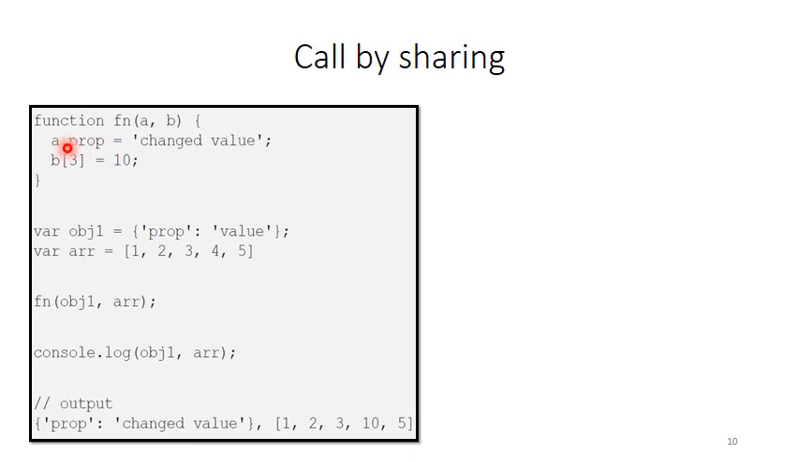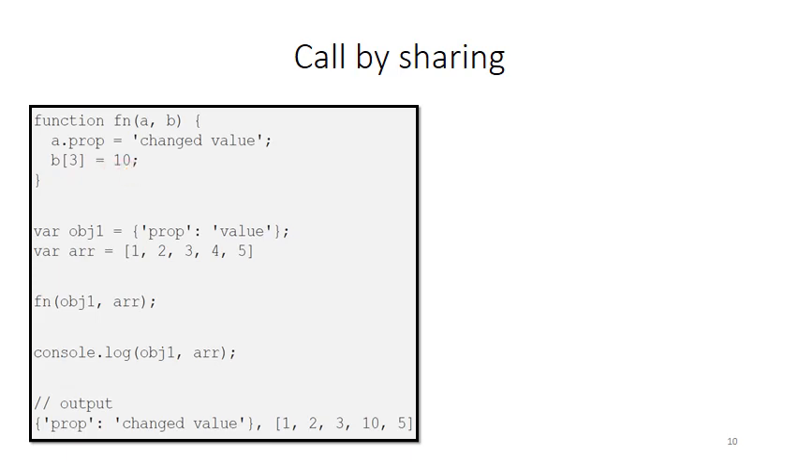Then within the body of the function, we are doing a.prop. So obj1 will be mapped to a. Here we are doing a.prop equals changed value. So here we are mutating the object. Since objects are mutable in JavaScript, this will be changed. The property will be changed to changed value. Its initial value was value. It is changed now to changed value. Then we are changing the array's value, that is b of 3, to 10. Notice that the array had 4 at index 3. That is changed to 10. So arrays are also mutable in JavaScript.